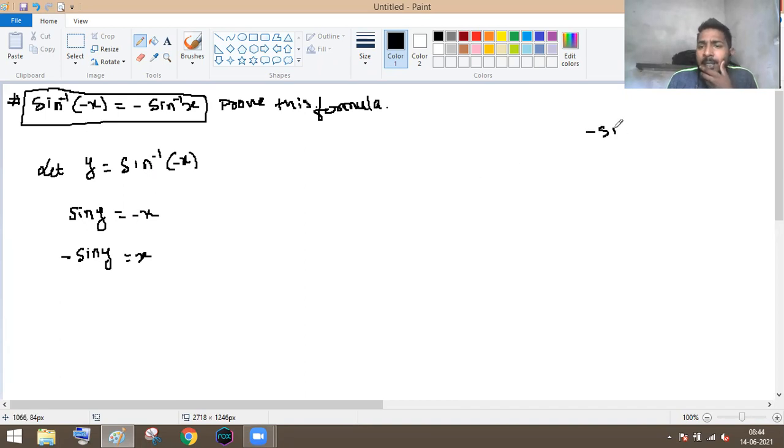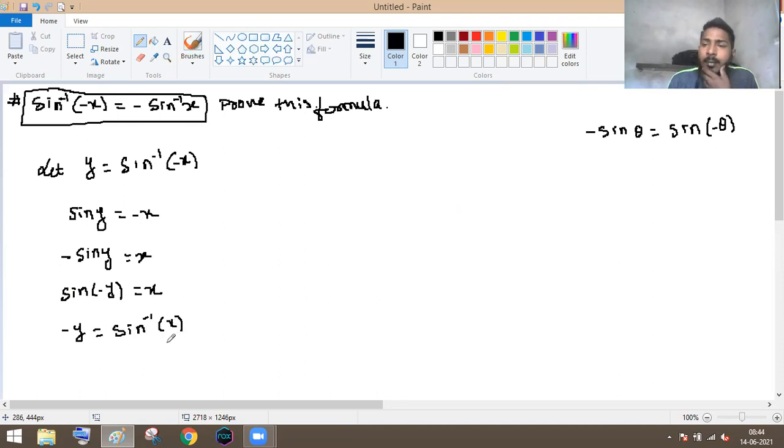Now, what is the formula for minus sine theta? Can we say that it is equal to sine minus theta? Exactly. So I can write this as sine minus y equals x. Now, if I take this sine to this side, I will get minus y equals sine inverse x. Now, can I shift this minus to this side? So I will get y equals minus sine inverse x.